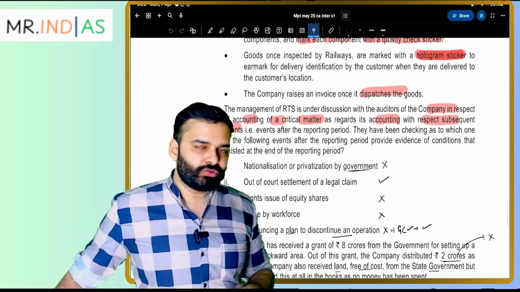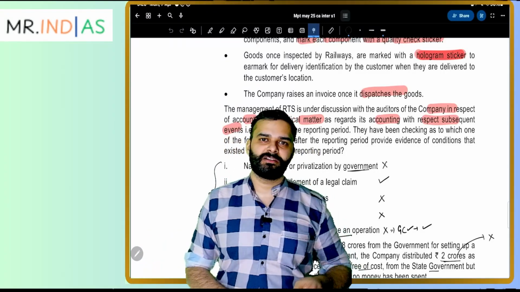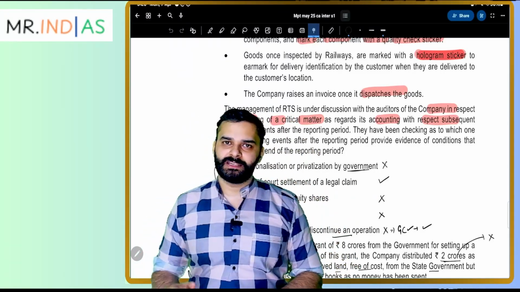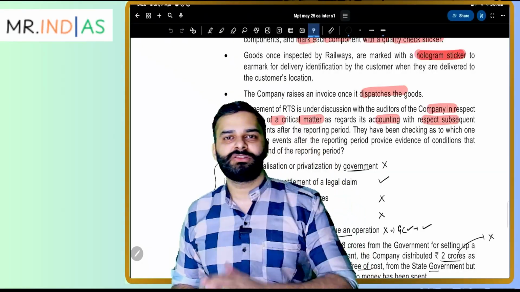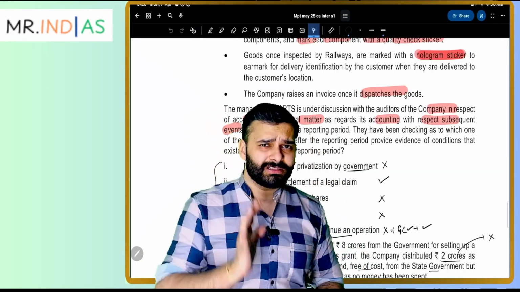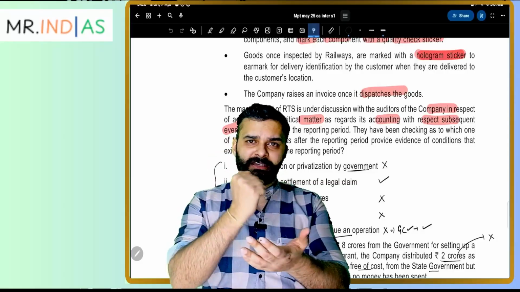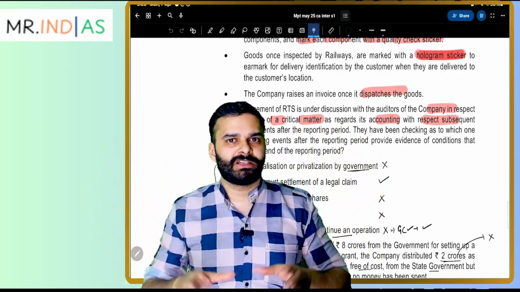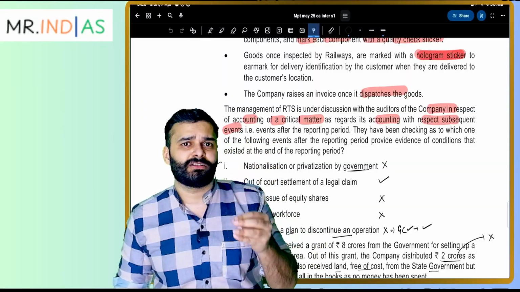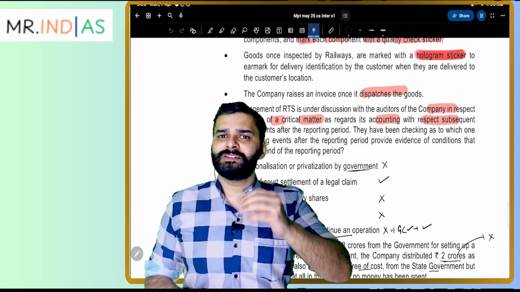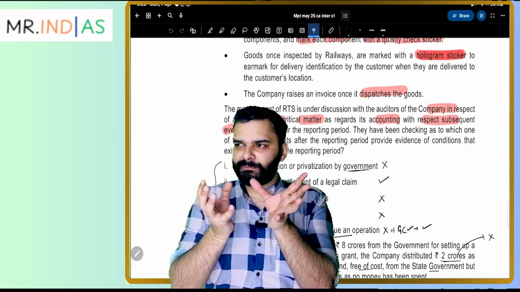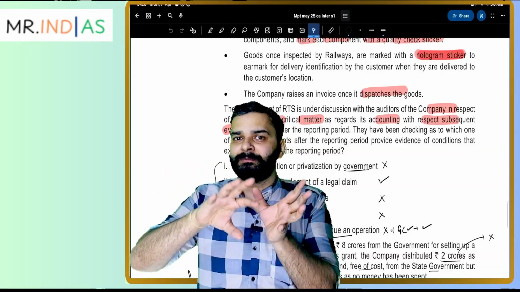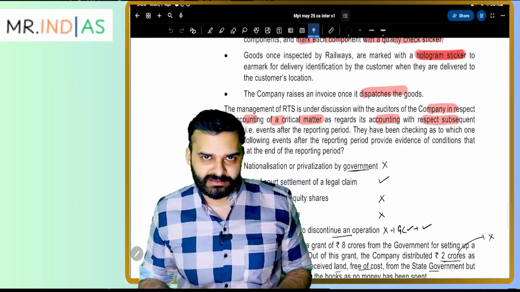Let me recall some basic provisions of Accounting Standard 4. It says there are some events: when you finalize your books of accounts on 31st March, not everything gets settled or signed off with respect to all other aspects. There are some points where you, as an auditor or as the management of the company, are in a dilemma. What will be the treatment, what will be the ultimate impact of these unsettled transactions?